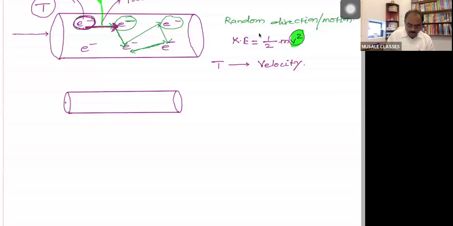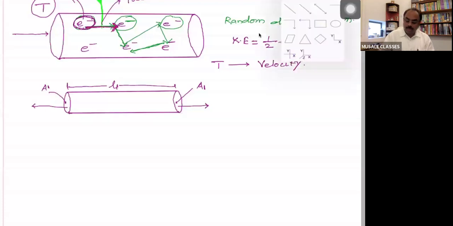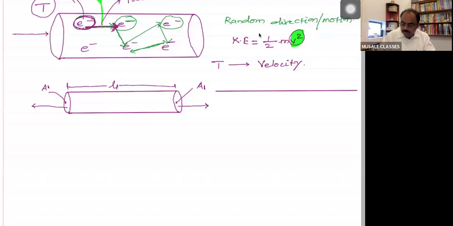Suppose this is my conductor. Its area of cross section is A1, so this is also area of cross section A1. The length of this conductor is, let's say, L1. Now I am applying some force on this side as well as on this side, and I am stretching that conductor. If I stretch the conductor, what will happen? Tell me.